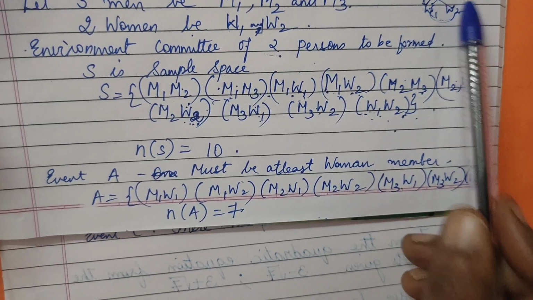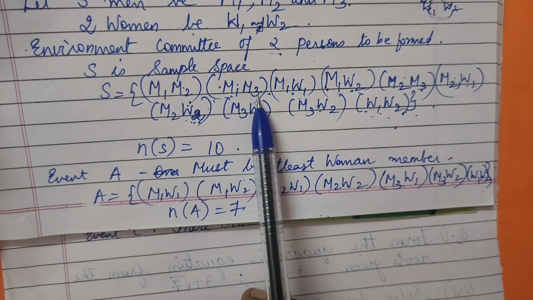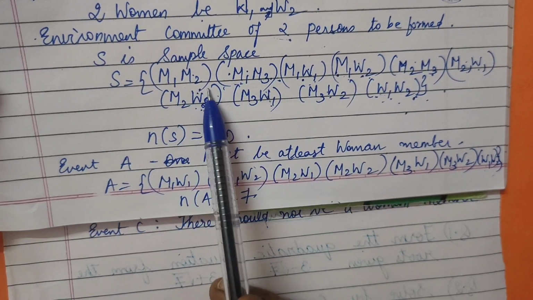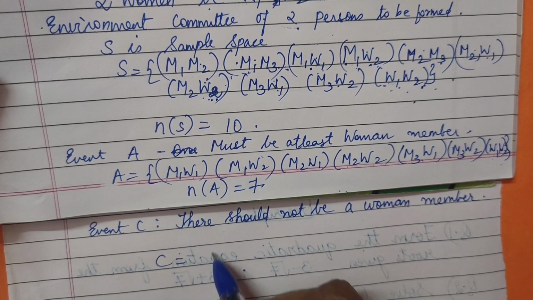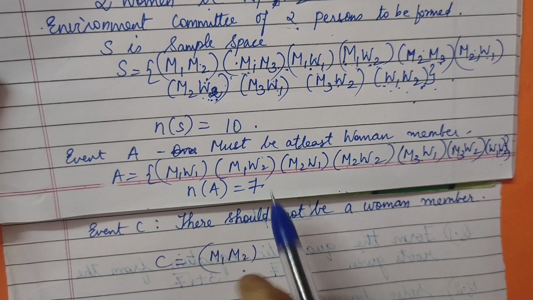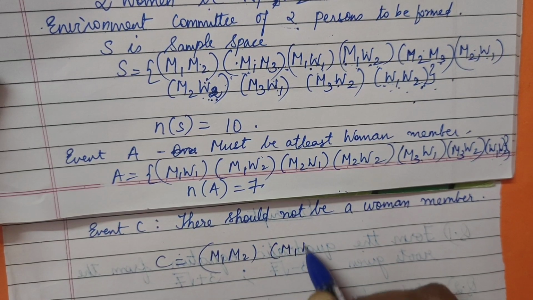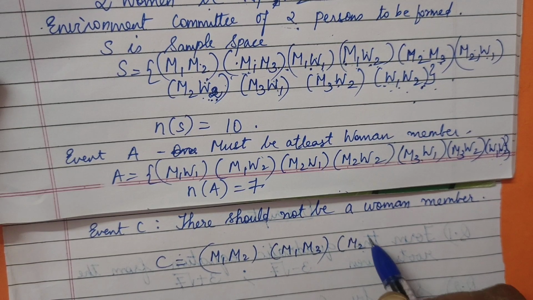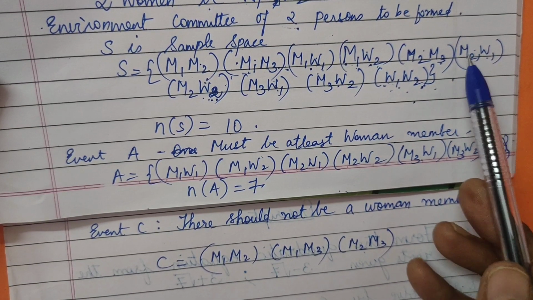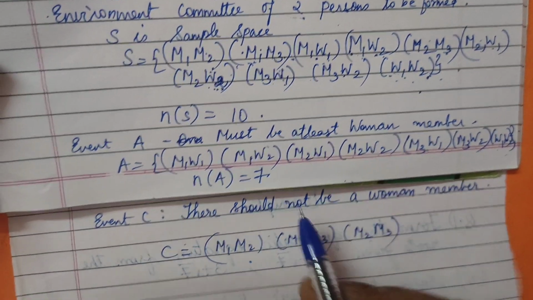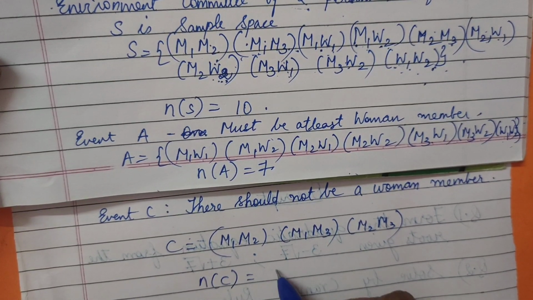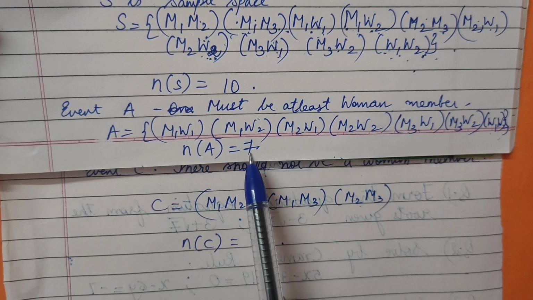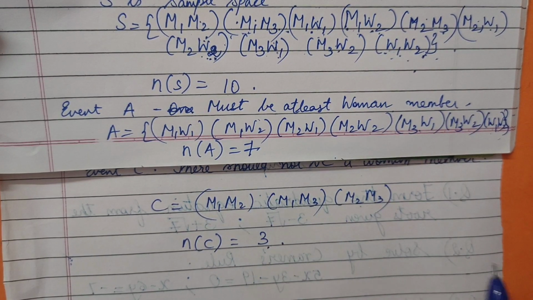What all the combinations? See M1, M2, M1, M3 and M2, M3. Rest all we have a woman here. M1, M2. Okay, M1, M3. M2, M3. जहाँ औरत ही नहीं है. Here also we have W all. So this is right. N of C is 3 here. Clear? So here at least women 7 we have. So left is 10 minus 7. Definitely there will be 3 only here.